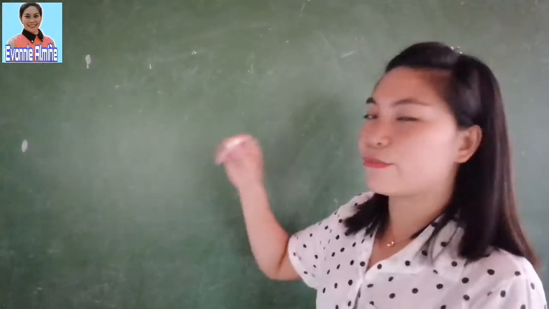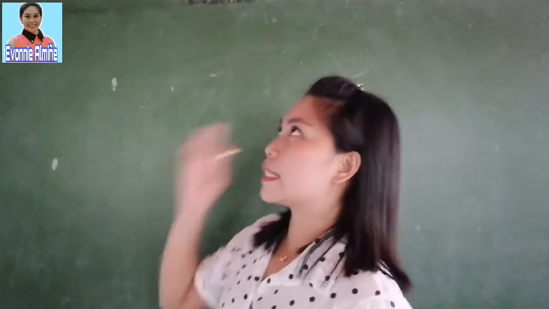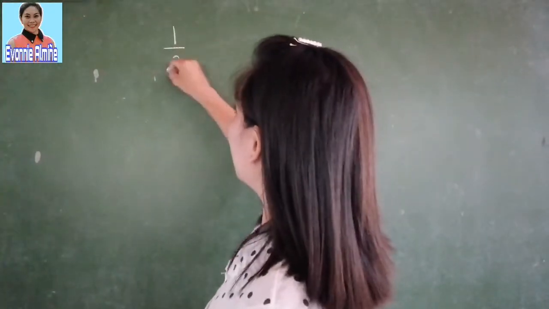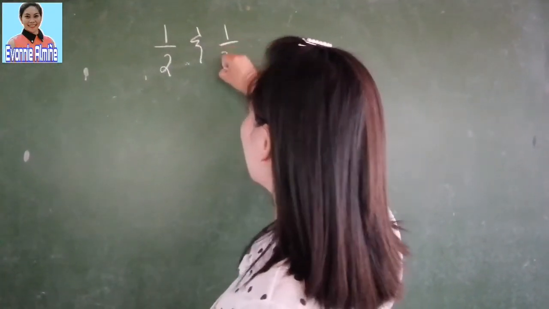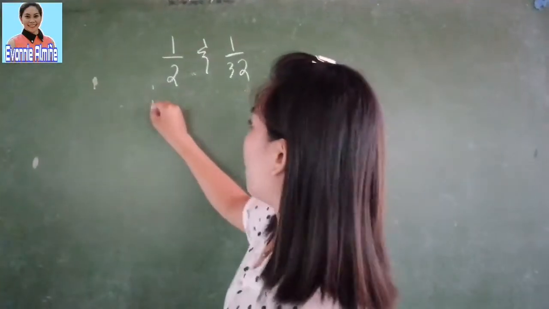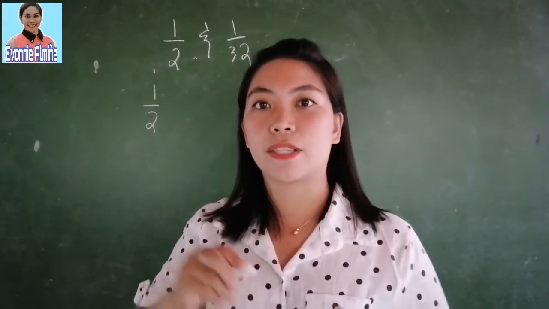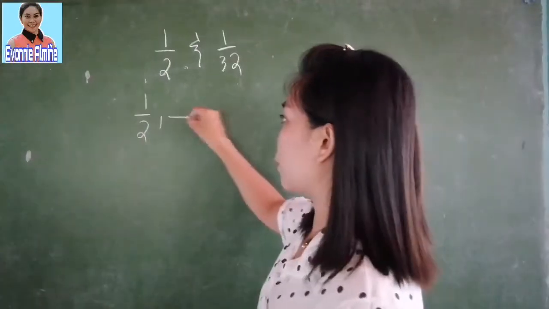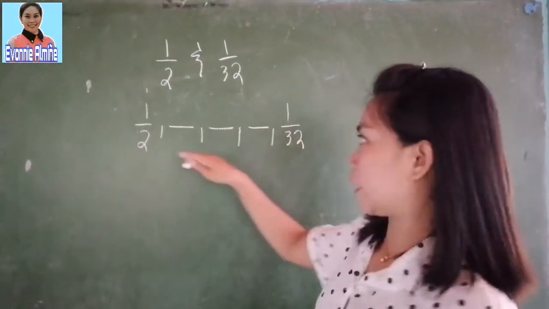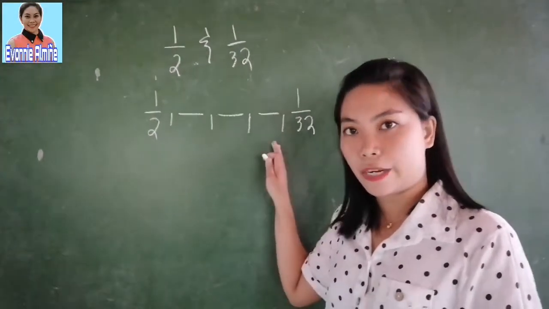Okay, now, let's have the first example for the geometric means. Let's insert 3 terms between 1/2 and 1/32. So, we have to insert 3 terms. So, 1/2, katulad po lang ito ng arithmetic means, mag-i-insert lang po tayo. So, 3 terms, then 1/32. So, all in all, we have 5 geometric terms.